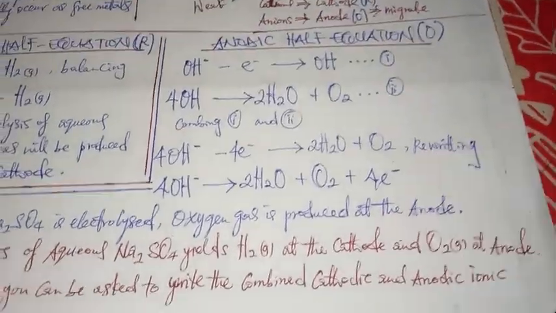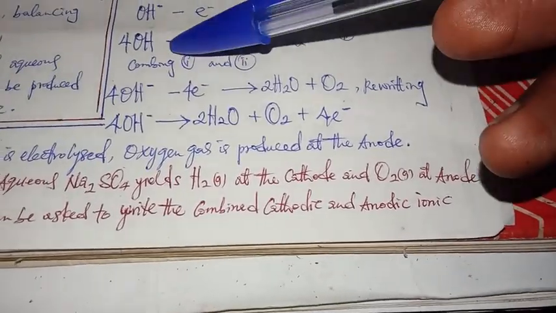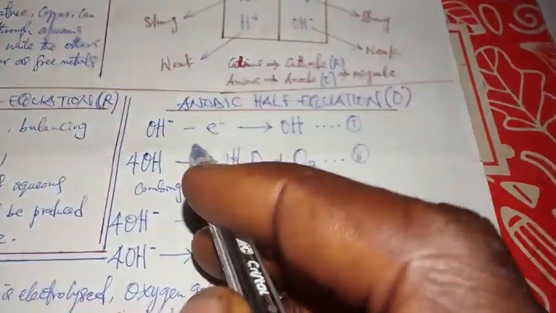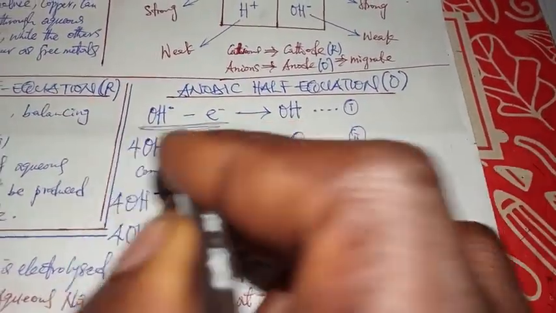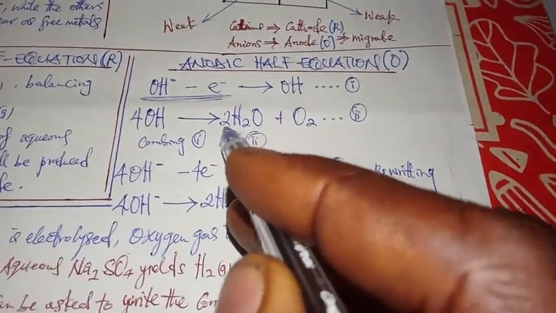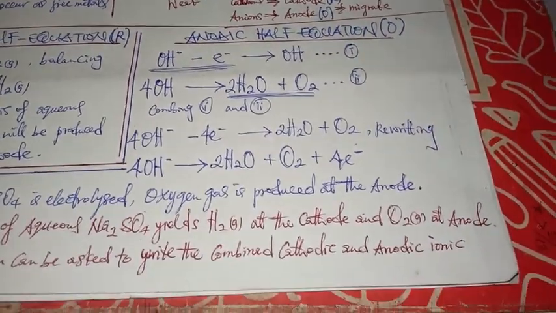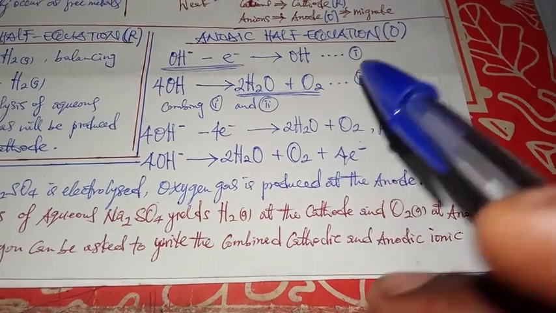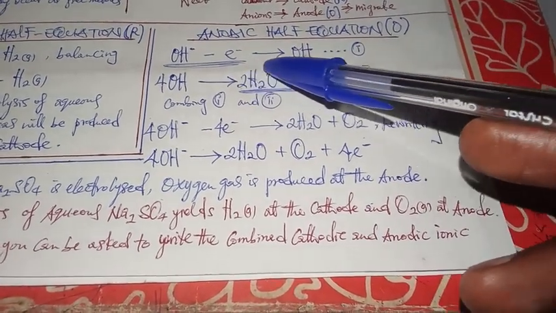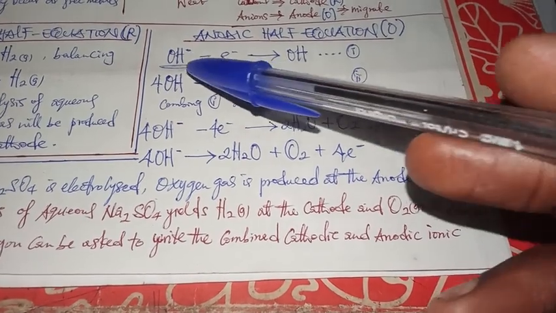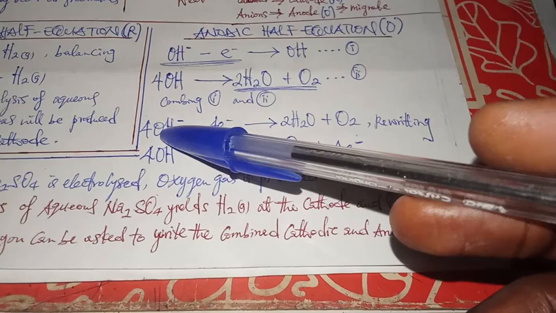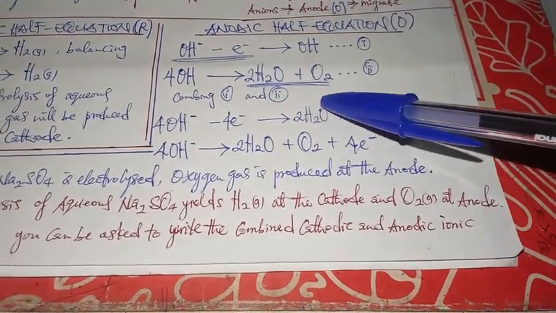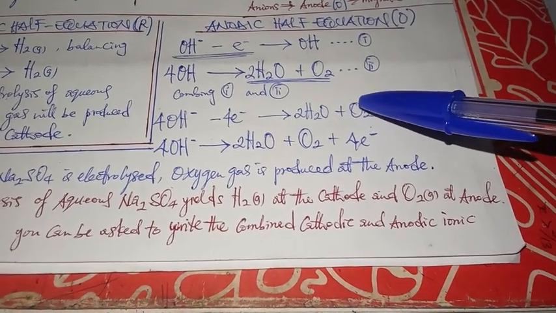Water and oxygen gas. Now, when we combine this I and II, how do we combine it? This is our starting, and this is our ending. So that's how we combine equations. This is our starting, we write it. This is our ending, we write it. So, based on the balancing we did here, we are saying that 4 hydroxide ion needs to lose 4 electrons to form water and oxygen gas.